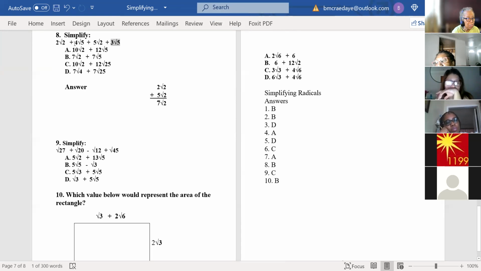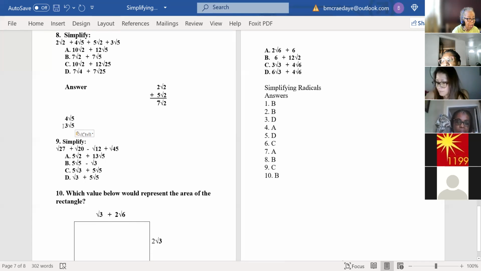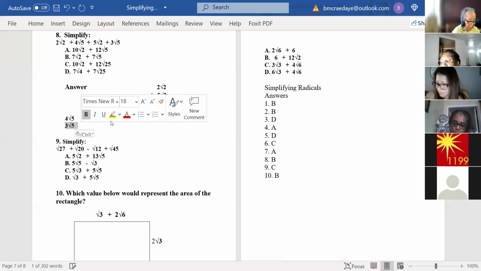You're adding the coefficients. Let's just take this, 4 times the square root of 5. That here, this is 4. Now I have 3 times the square root of 5. Let me take that and put it here. You're adding the coefficients, not the radicals. You're only touching the coefficients. Now when you add this, Alva, let me underline.